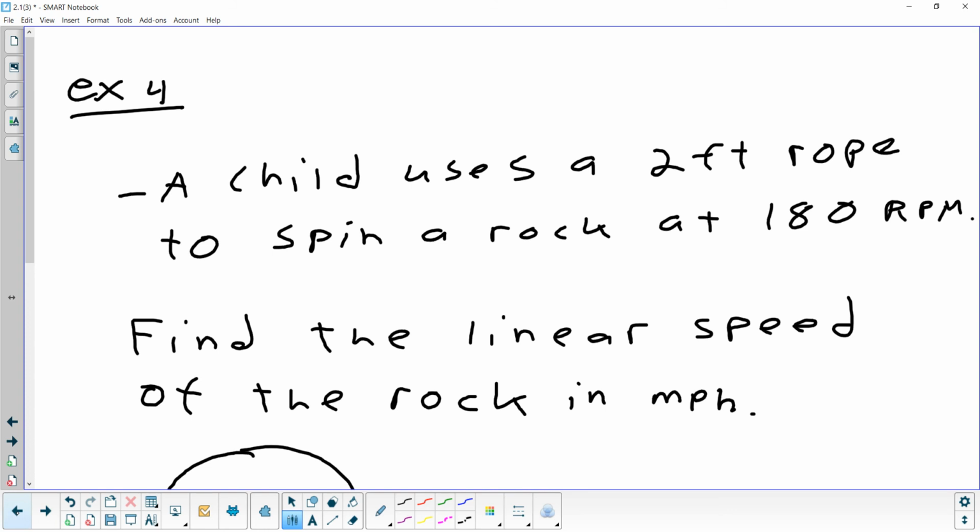So let's look at this example. It says a child is using a 2-foot rope. There's a rock tied on it, and they're spinning it at 180 revolutions per minute. Find the linear speed of the rock in miles per hour. So basically that would mean if he was spinning it and all of a sudden let it go, how fast would it go? Of course, if you let it go and the rock went straight up, it would slow down because of gravity. But if you let it go sideways, it wouldn't slow down. It would just fall to the ground slowly.